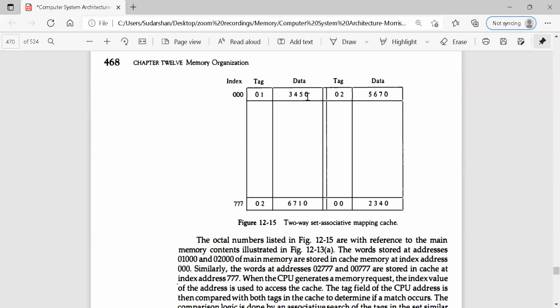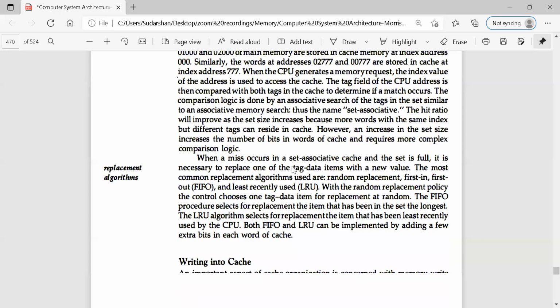Therefore, you perform comparison in parallel, and when you go in for the index value 000, simultaneously all of them are compared, whether the tag value 01 matches, or 02, or 03, or 04. Whichever matches, the corresponding data, which is a 4 octal-digit number, will be sent as output. So this is the basic idea behind the set associative mapping technique. So let us go on to the next one.